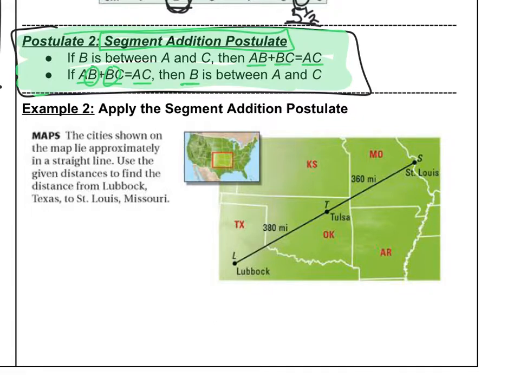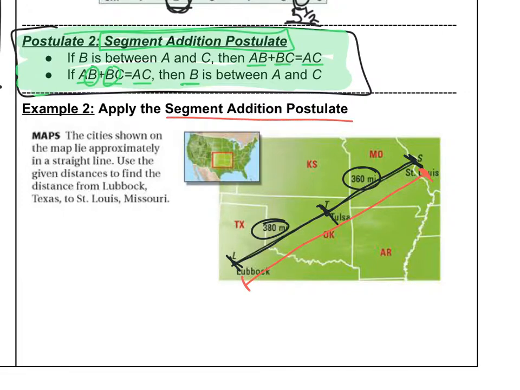Example 2: the cities shown on the map lie approximately in a straight line. Use the given distances to find the distance from Lubbock, Texas to St. Louis, Missouri. I hope I pronounced that right. So we're trying to go from here to here. We know from Lubbock to Tulsa, it's 380 miles. We know from Tulsa to St. Louis, it's 360. If I want to figure out the distance straight from Lubbock to St. Louis, all I have to do is use the segment addition postulate.